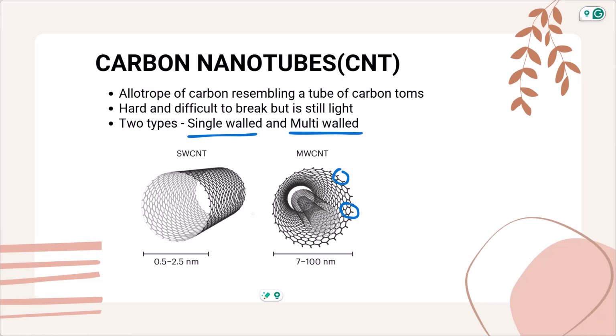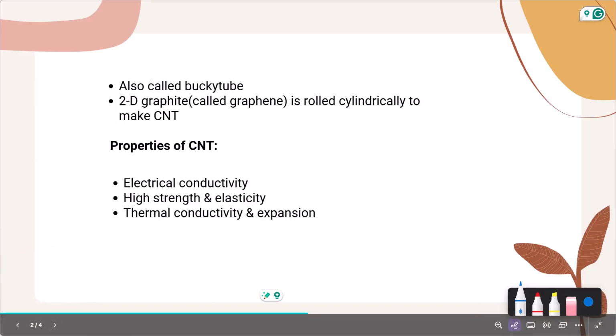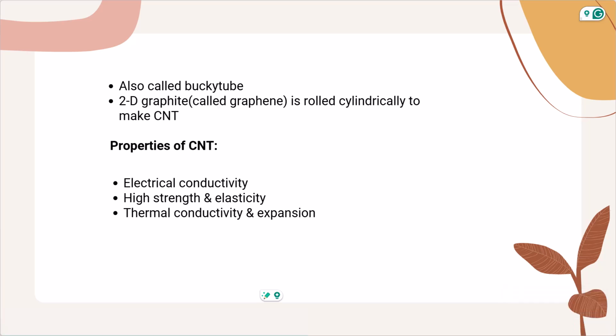So this is how a single walled carbon nanotube looks like, because this is formed from a single sheet of graphene. So a single sheet of graphene is rolled up to form this kind of structure, and this is known as single walled. And the multi walled one is where multiple layers of graphene are rolled up to form multi walled carbon nanotubes. Now this carbon nanotube is also known as Bucky tube, and this is a 2D graphite, that is graphene, rolled cylindrically to make CNT, as I told already.